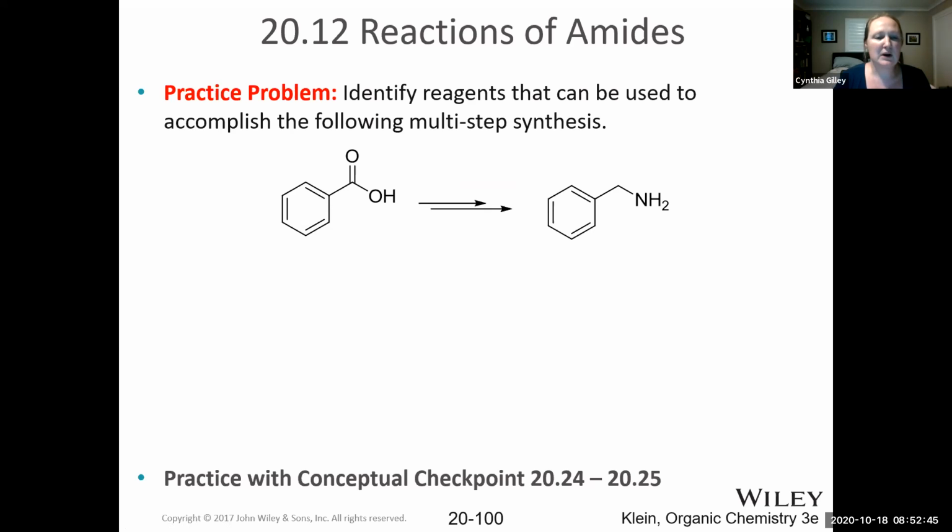All right, let's do a practice problem. I would like you to try to identify reagents that can be used to accomplish the following multi-step synthesis. And I'll always be sure to show isolated intermediates. So go ahead and pause the video and see if you can come up with a series of reagents to do this transformation. After you're done doing this practice problem, check out conceptual checkpoint 2024 and 2025.